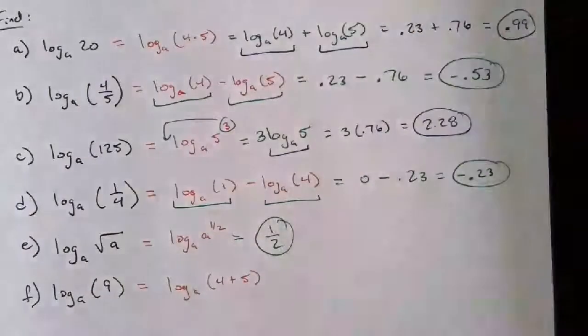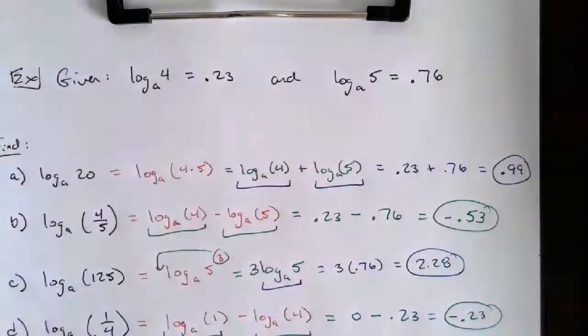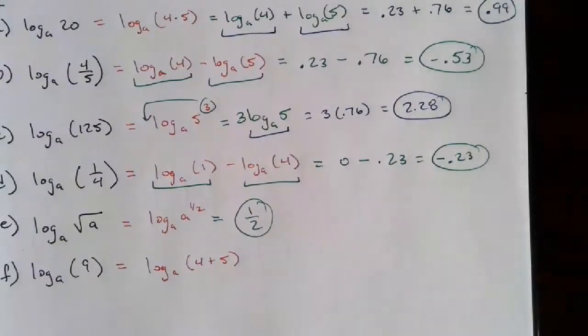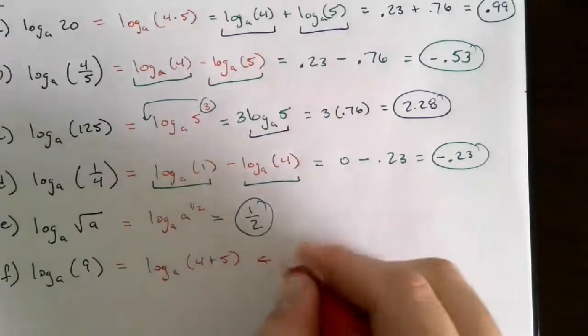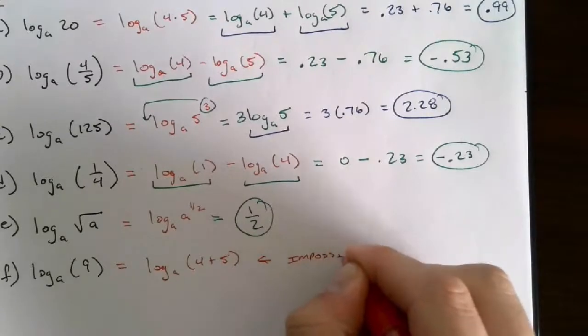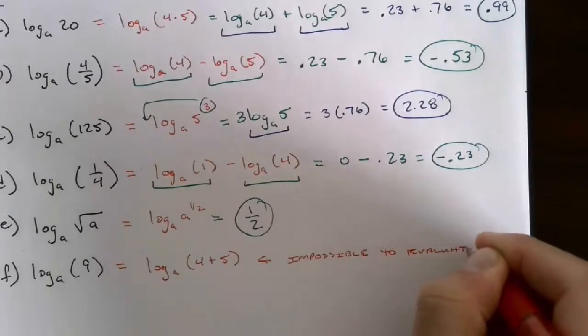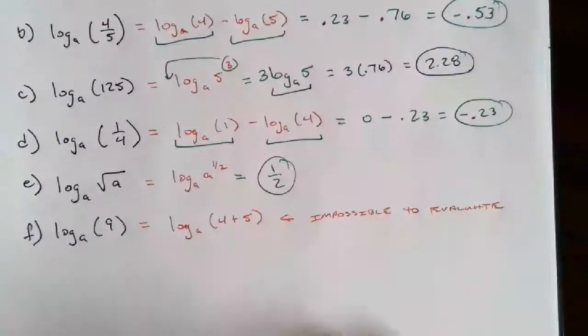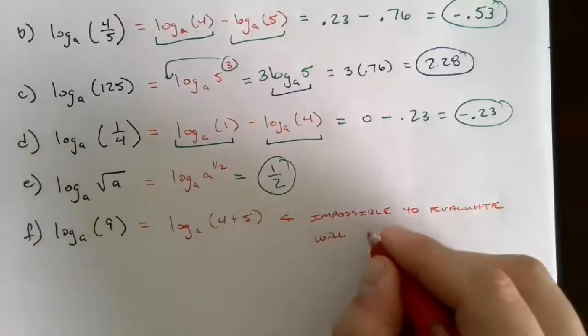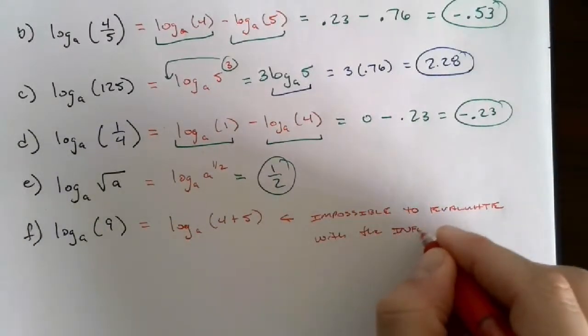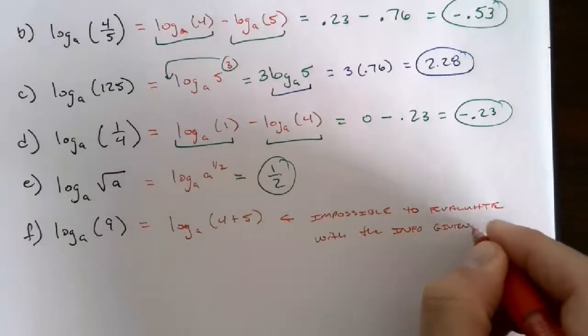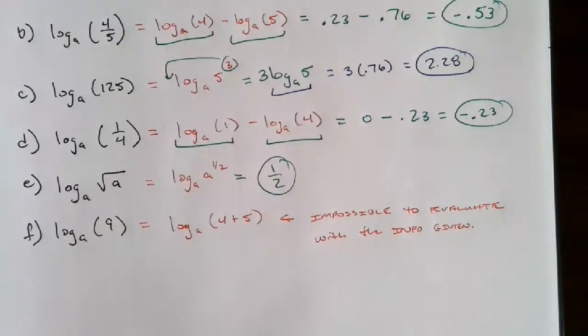You can't turn this into log a of 4 plus log a of 5. That's what the original one was. That was log base a of 20. So you really can't use any of the rules here. This doesn't simplify. So in this case, it's impossible to evaluate with the information given, because we don't know enough to do it. We can't make this a log base a of 4 and a log base a of 5. So it's important to know how to use those log rules to help you in simplifying.